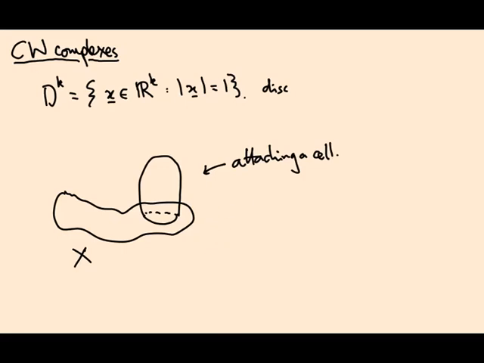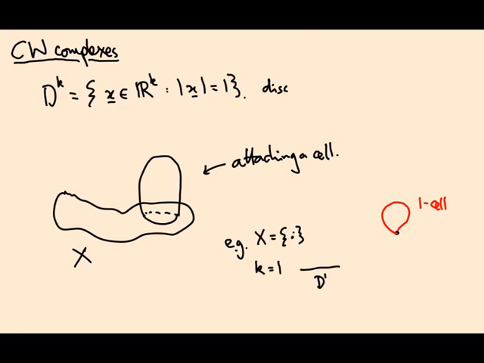So for example, you might start with X being just a single point, and you might attach a one-cell, in other words, an interval. This is the one-dimensional disk, it's just an interval. And you could attach it so that its two endpoints both map to this point in X. Maybe I'll do it in red. So this is the one-cell, and you can see you get a circle.